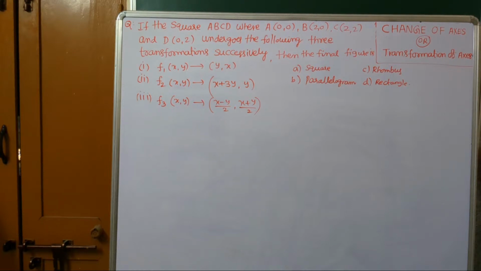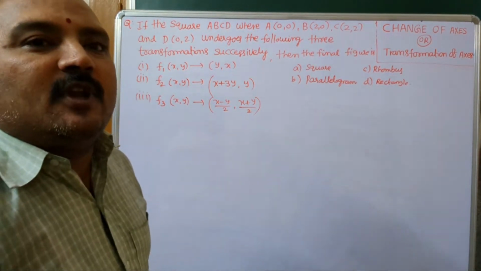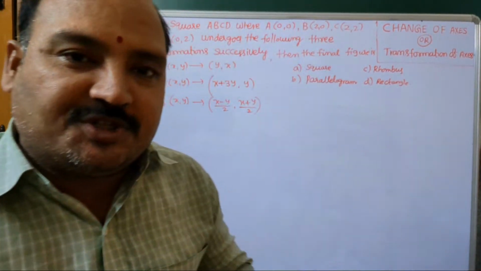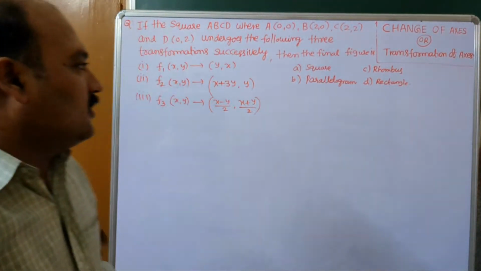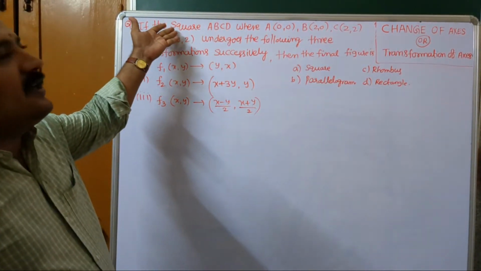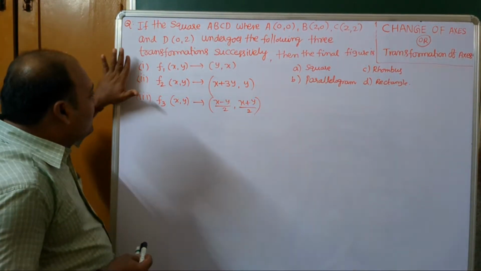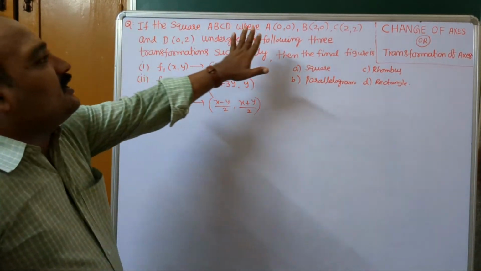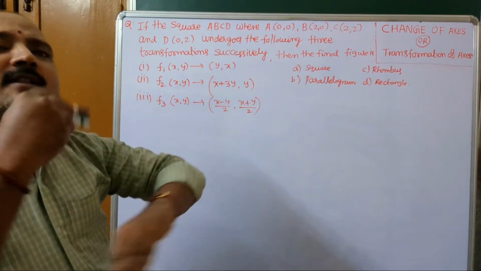So how to deal with these types of questions? Generally nowadays, whenever JEE comes, the way of asking in MCET also has little changes, either in TS or AP. The way of asking the question is different. So first, these points ABCD, it is already said it is a square. By using these three transformations, these points ABCD will become another ABCD.